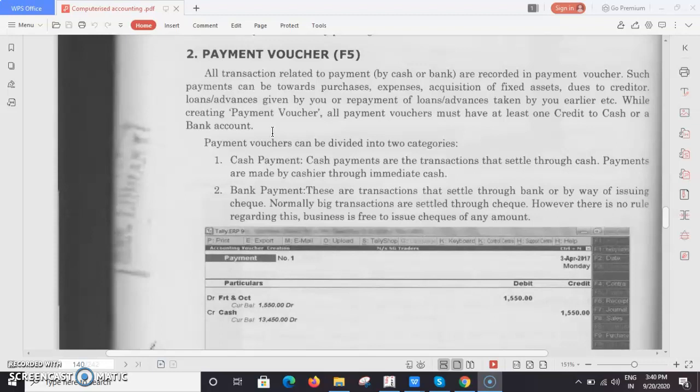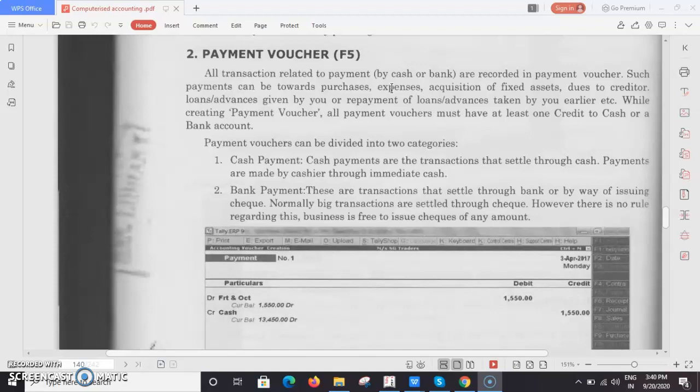If the cash is going out or the balance is reducing from the bank account, we will use payment voucher. He has given some examples: at the time of expenses, the cash is going out or our bank balance is getting reduced. In those cases we will use payment voucher.